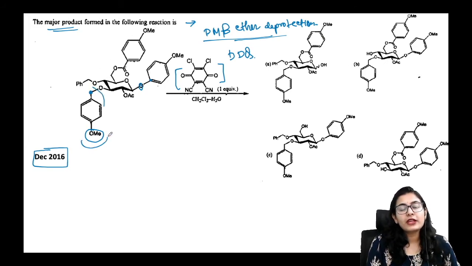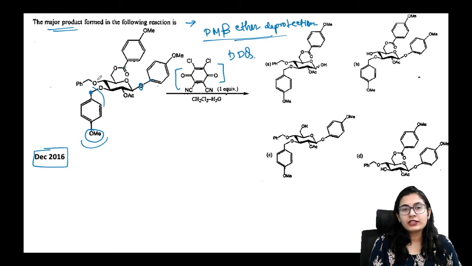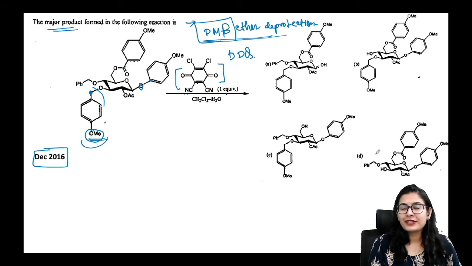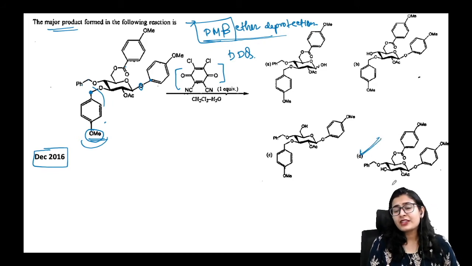Only this group is going to be eliminated. And what about the other one, CH2Ph over here? No, not this one. Why not this one? Because yes, we want the paramethoxy group for the deprotection. What is it going to do? Specifically PMB ether, guys. Only for this one. Look, D is the answer. Only for this one. Everything else remains the same.